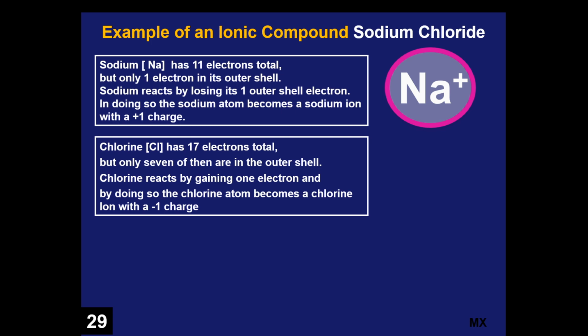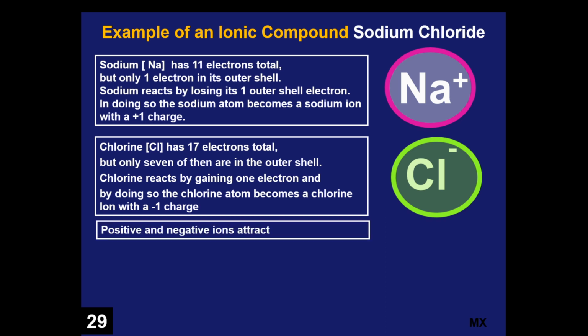Now chlorine, a side note here, sodium is a metal. Metals typically react by losing electrons. Chlorine is a nonmetal. It will react by gaining electrons. Chlorine in its neutral state has 17 electrons, but only 7 of them are in the outer shell. Remember the octet rule, it wants to get 8, so chlorine typically reacts by gaining 1 electron. By doing so, it gains a negative charge. So it forms an ion with a -1 charge, and we'll represent that with the green circle with the symbol for chlorine and a negative symbol in there.